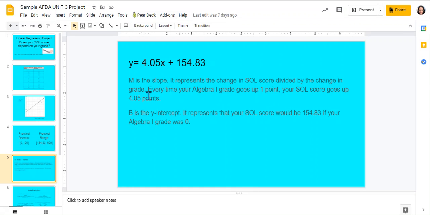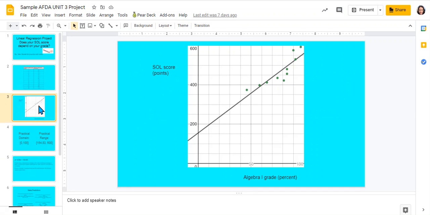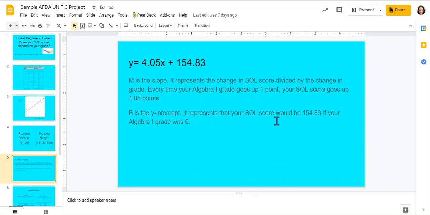And then I explained that a little bit further. So since this is my y, this is how much the SOL score is changing. So when my Algebra 1 grade goes up 1 point, my SOL score goes up 4.05 points. B is the y-intercept, and the y-intercept is the SOL score right here, and at that point your algebra grade is 0. So it is your SOL score when your algebra grade is 0.